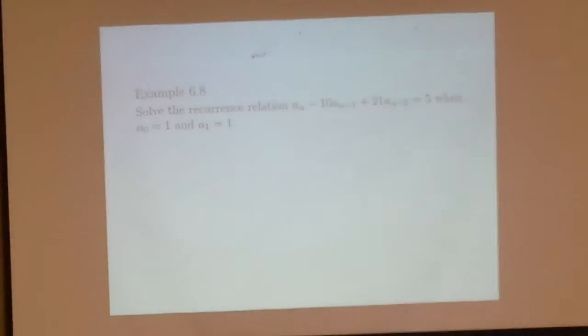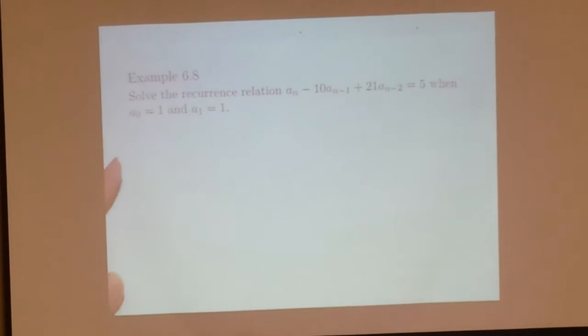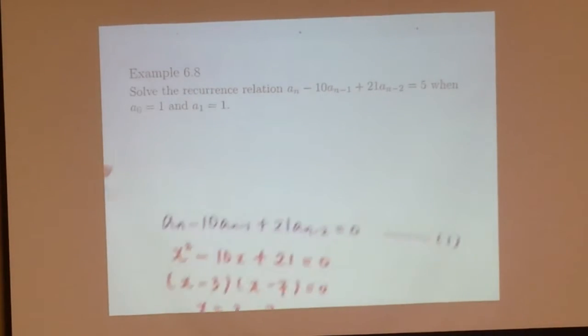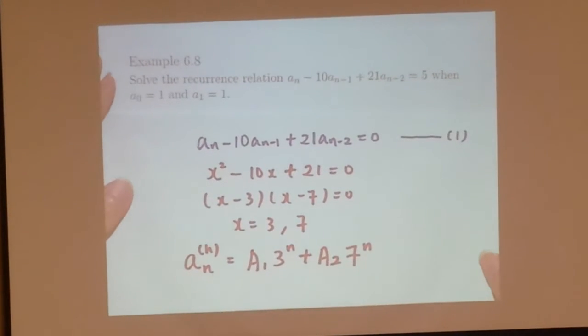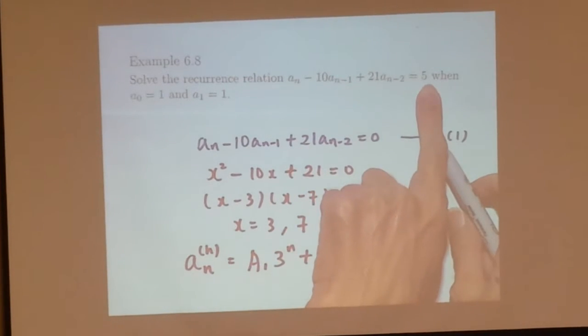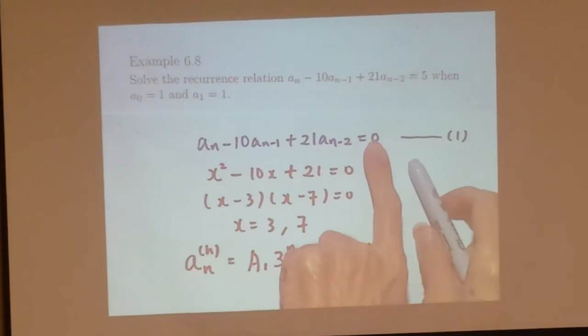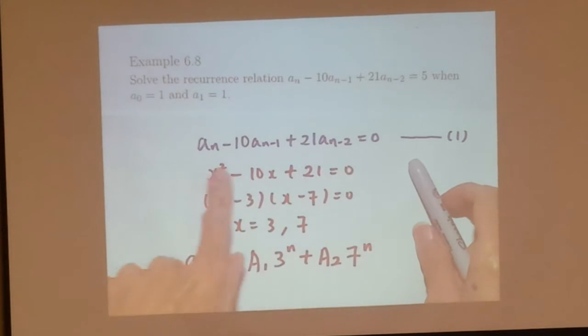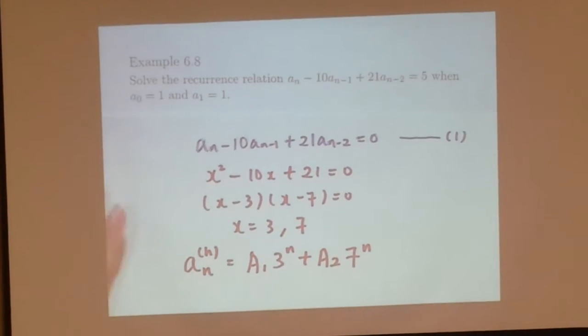Okay, let's look at this one, example 6.8. The first step, you replace the right side, which is 5, so the first step you just consider 0. And then you do what I told you just now. You can consider the characteristic equation, then you solve for the roots. Then you can find a_n^h.